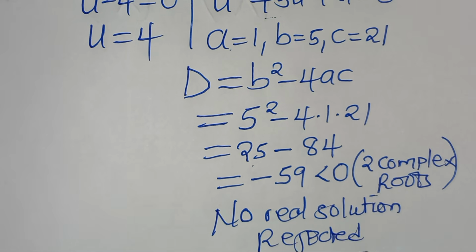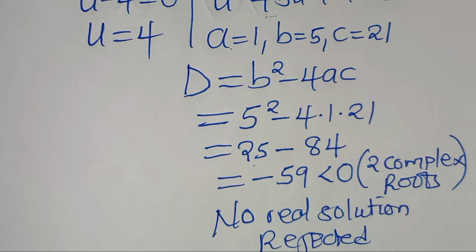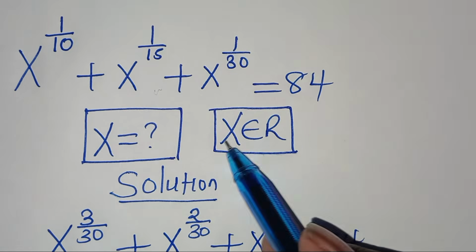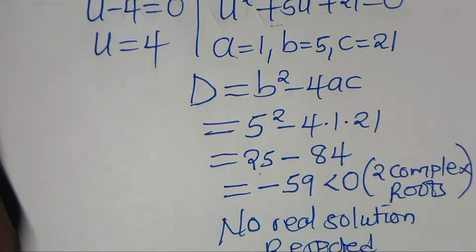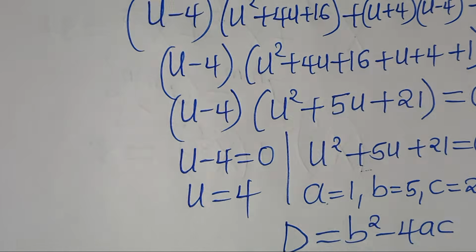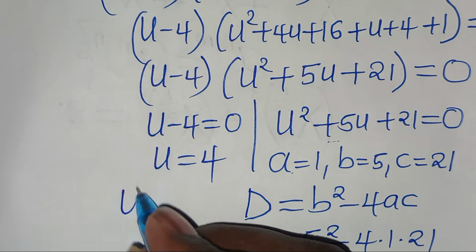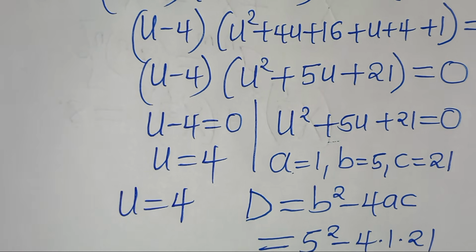This is rejected simply because we have that x belongs to real numbers. So let's focus on u. U is equal to 4 in this case.